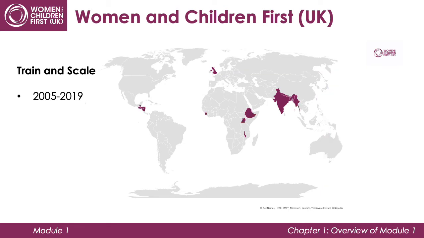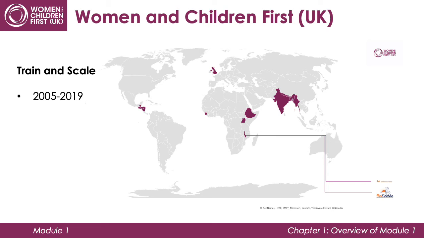Between 2005 and 2019, the evidence for PLA-MNH started to grow. The trials started to show how impactful it could be on maternal and newborn health and how it could help to reduce mortality. As a result, Women and Children First started to focus on supporting training and scale-up of the approach in new areas. This included supporting the scale-up of PLA in countries where it had previously been trialled.